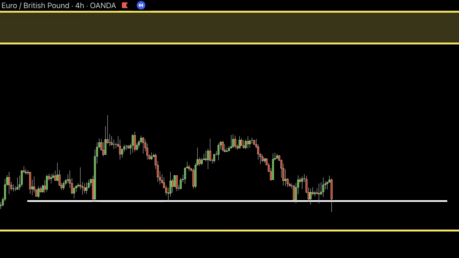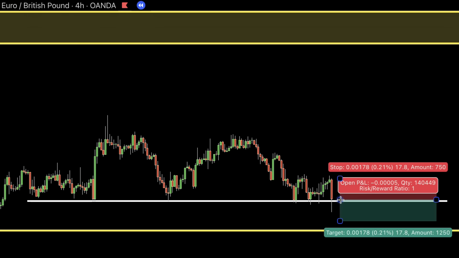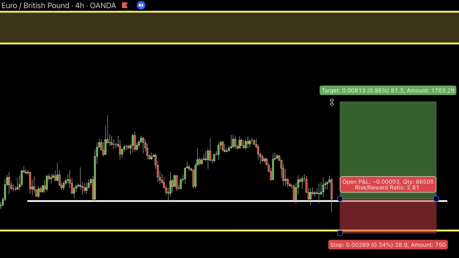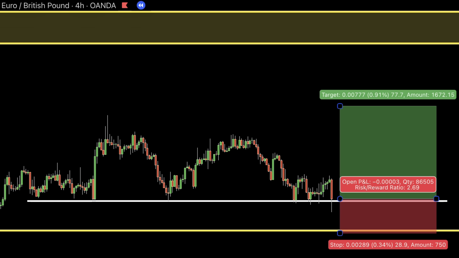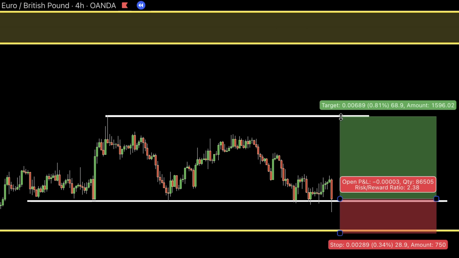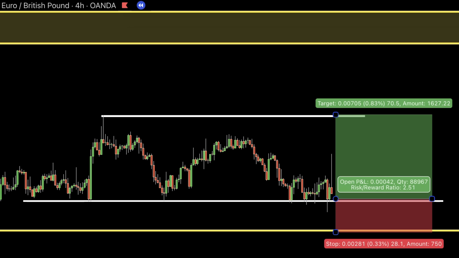The weekly support level serves as our reference for risk, providing a logical area for the stop loss if the idea fails. For the target, we focus on the next resistance area below the supply zone. In this case, choosing the closer resistance allows for a more conservative approach. This setup offers a reward-to-risk ratio of approximately 2.5 to 1, which fits well within a disciplined risk management framework.